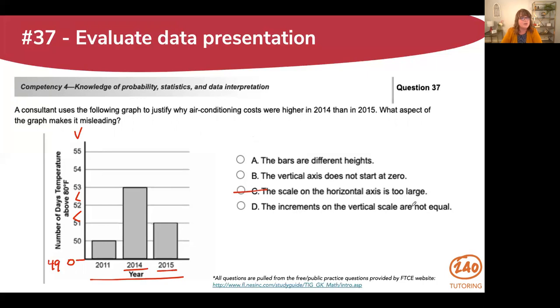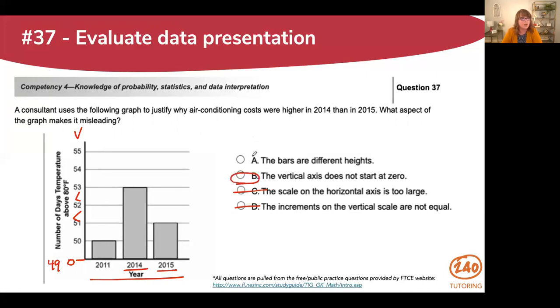The increments on the vertical scale are not equal. 50 to 51, 51 to 52, 52 to 53. Those are equal. They're all 1-point increments. So we can rule out answer choice D. All right. So that leaves us with A and B, and the correct answer here is B.